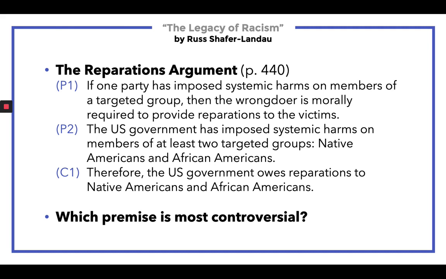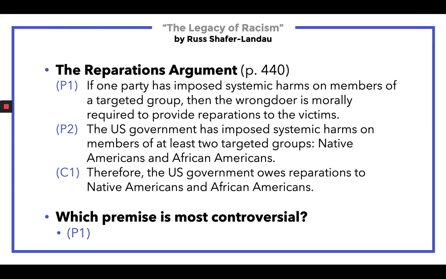I think it can't be premise 2, right? Maybe it's hard to say that it's premise 1, but I think if there's a kind of controversial premise, maybe it's premise 1. Maybe it's something farther down the line, right? So if we're thinking of reparations as cash payments, then maybe it's false that if one party has imposed systemic harms on members of a target group, then the wrongdoer is merely required to provide cash payments to the victim. Maybe they're required to do something else.